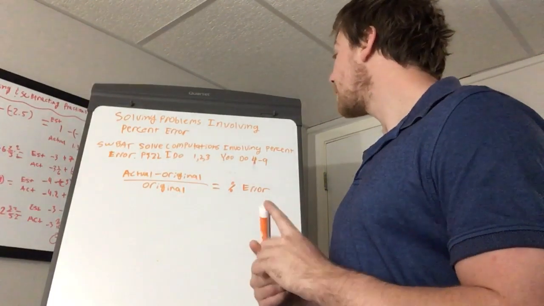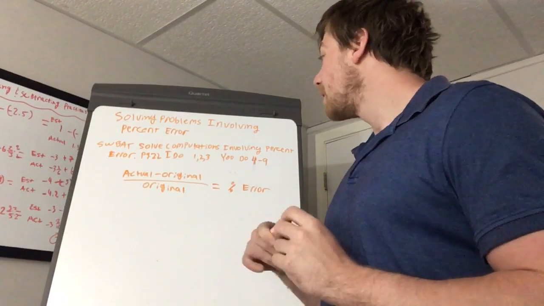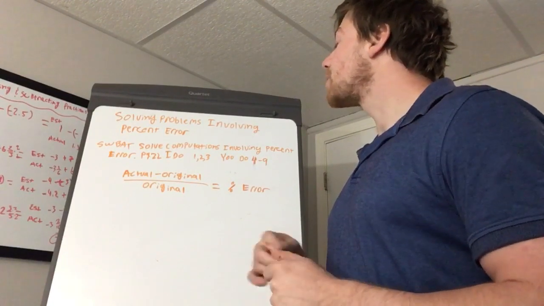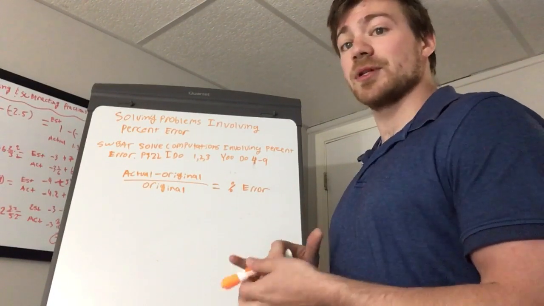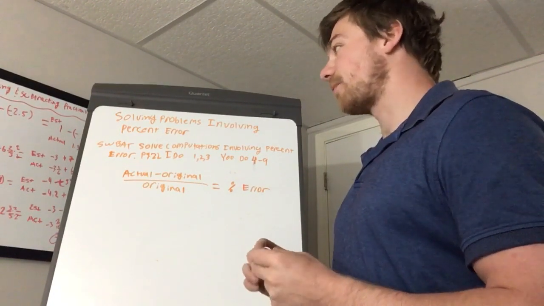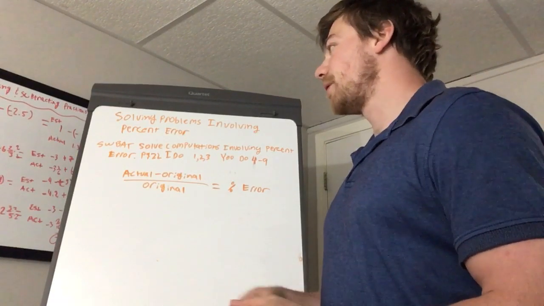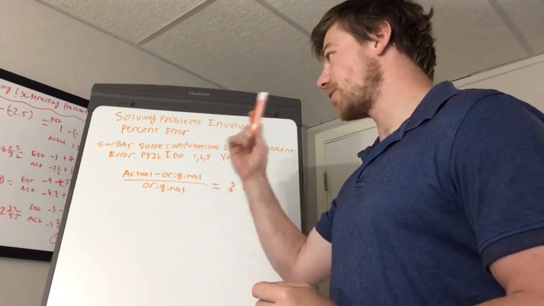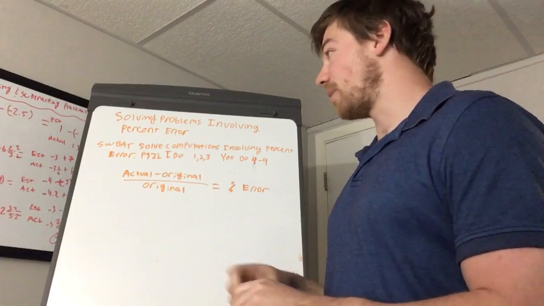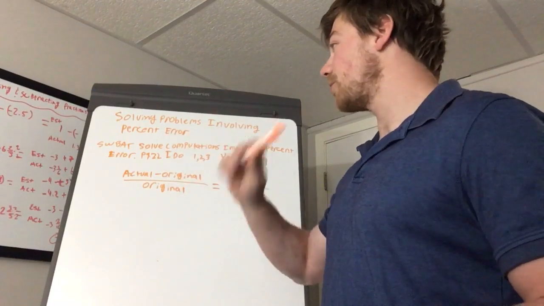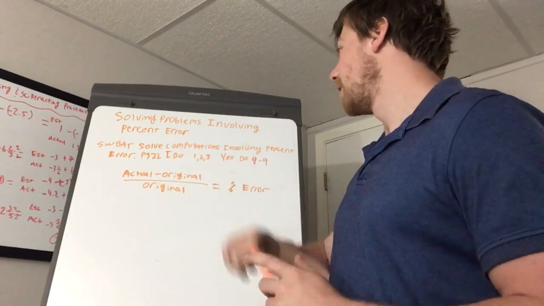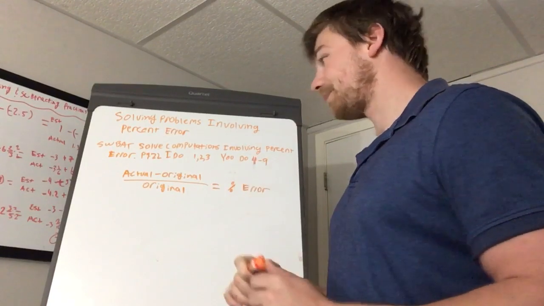This is percent error. Percent error is part of the problems like percent change, except it's just a real simple formula. It's actual minus original over original. We're on page 22. I'm going to do 1, 2, and 3. You're going to do 4 through 9.